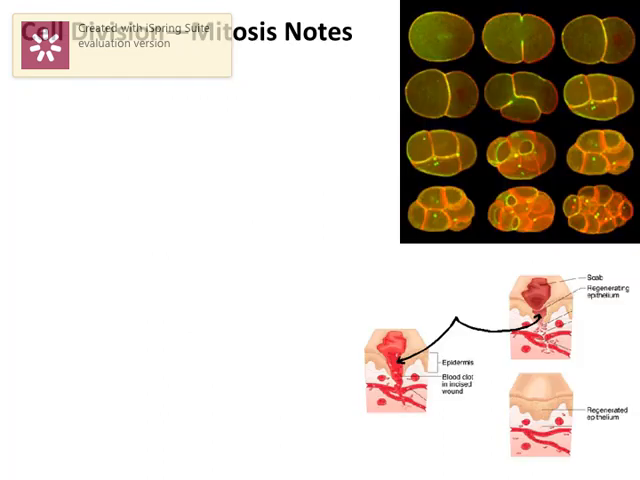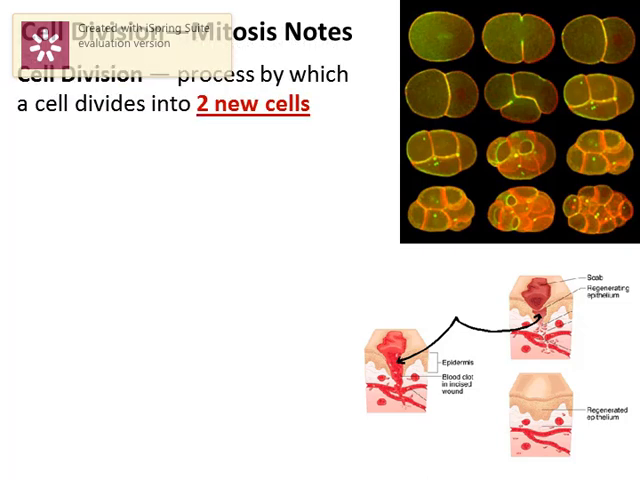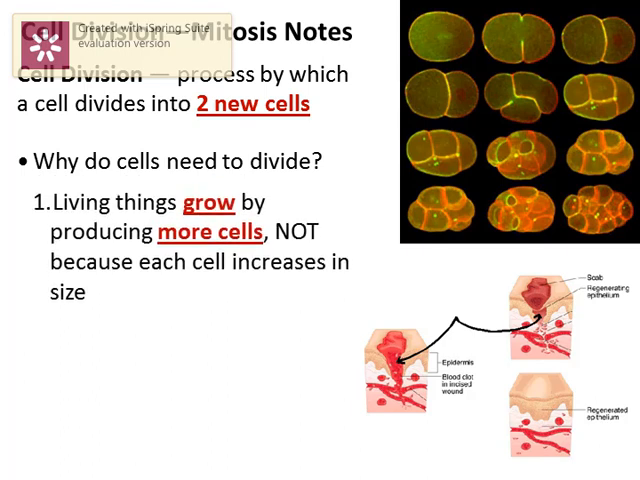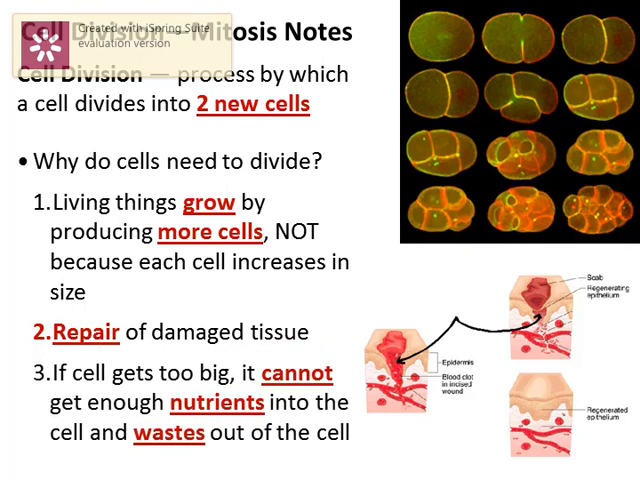First of all, let's start with the basic concept of cell division. Cell division is the process by which a cell divides into two new daughter cells. But what is the need of cell division to the organism? The answer is all living things want to grow and develop by producing a number of cells by means of cell division. If there is damaged tissue in the organism, then there is a need to repair it by means of cell division. As well, if a cell gets too big, it cannot get enough nutrients, so there is a need to divide cells.